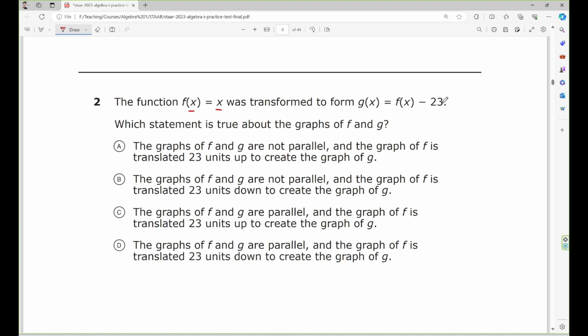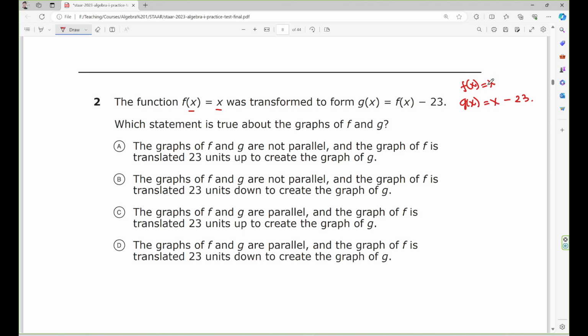So I have g of s equal s minus 23. Now, f of s equal s, I write over here. The first function right here is the linear function, and this is the parent function of the linear function. The second function right here is equal to s minus 23. And you see that f of s and g of s have the same slope, 1.